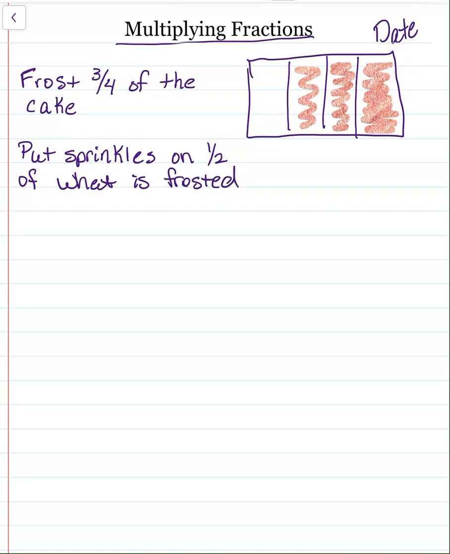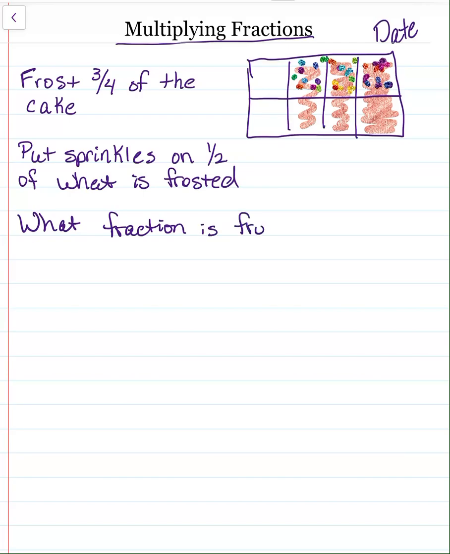Okay, so I'm just going to take the cake. I'm going to divide it right in half horizontally. And I'm going to go ahead and put those sprinkles on half of what is frosted. Yummy, yummy sprinkles. And so what fraction of the cake has sprinkles and is frosted? We'll just say frosted with sprinkles.